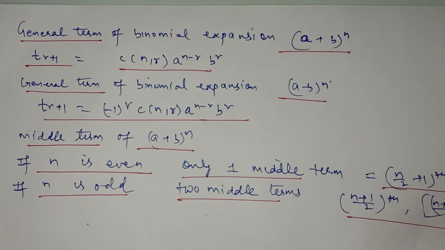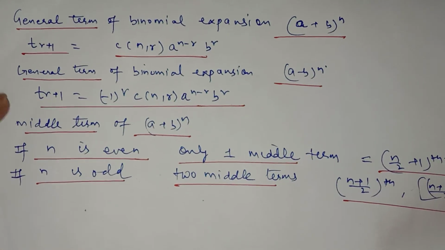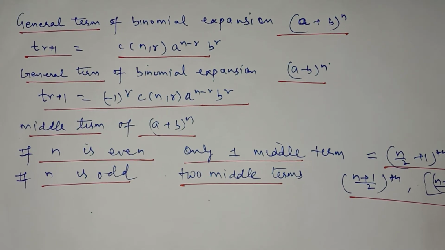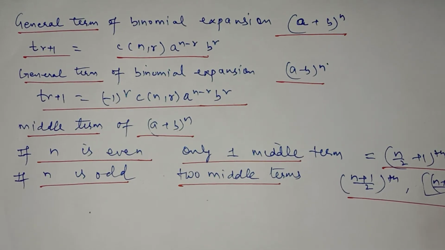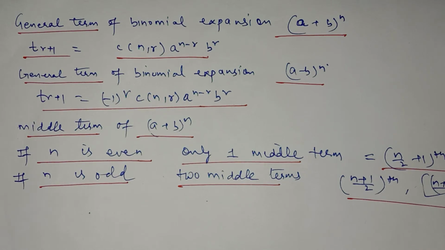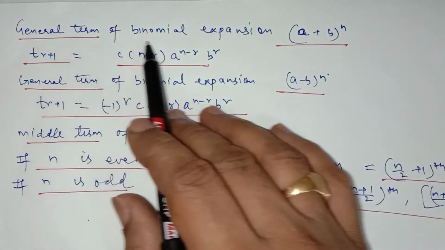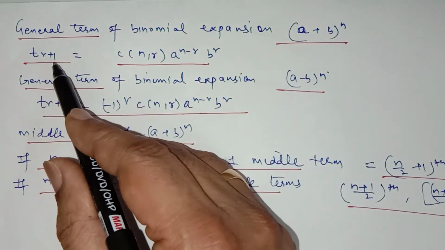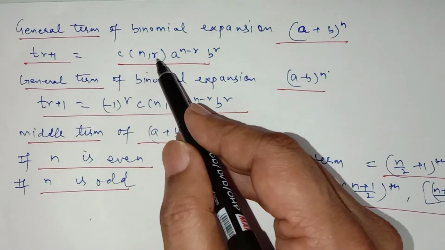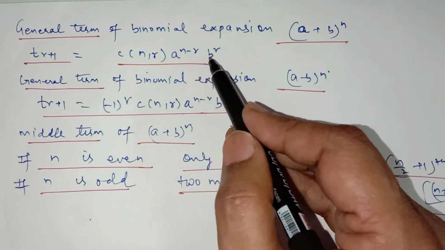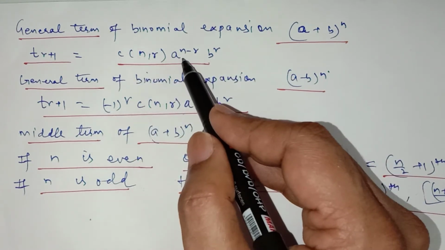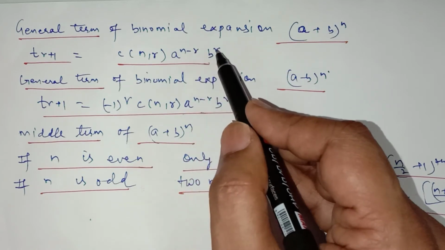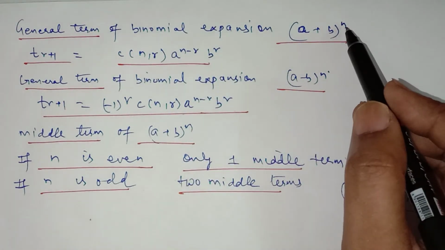After that, we have some formulas, that is to find the general term of the binomial expansion, or you have to find any term of the binomial expansion without expanding. So the general term of the binomial expansion a plus b raised to power n is t r plus 1 is equal to combination of nr a raised to power n minus r b raised to power r. The sum of the power of a and b is n minus r plus r, which is equal to n.